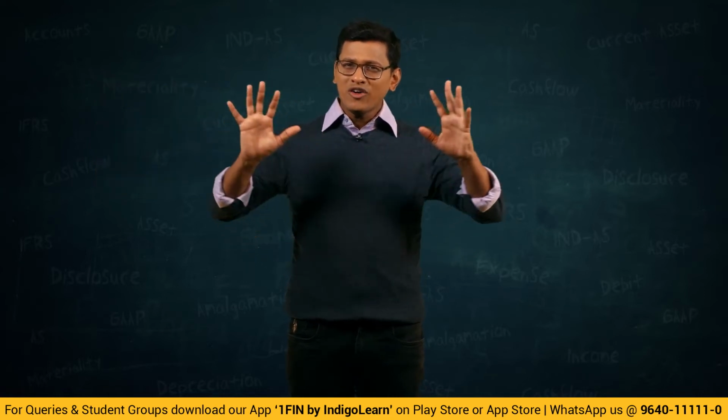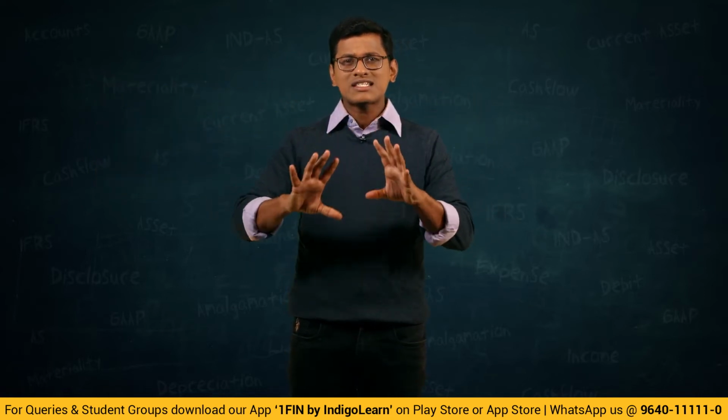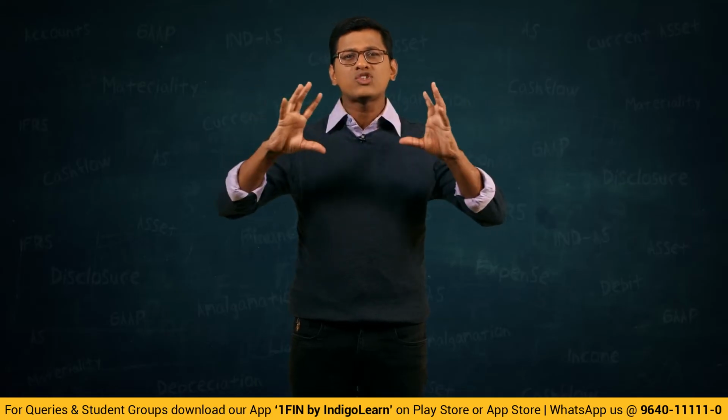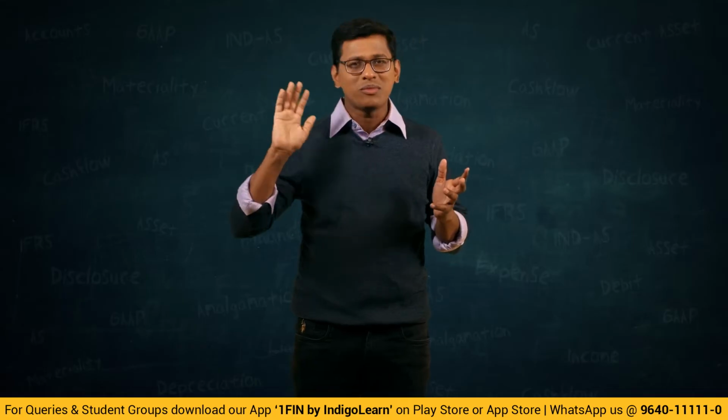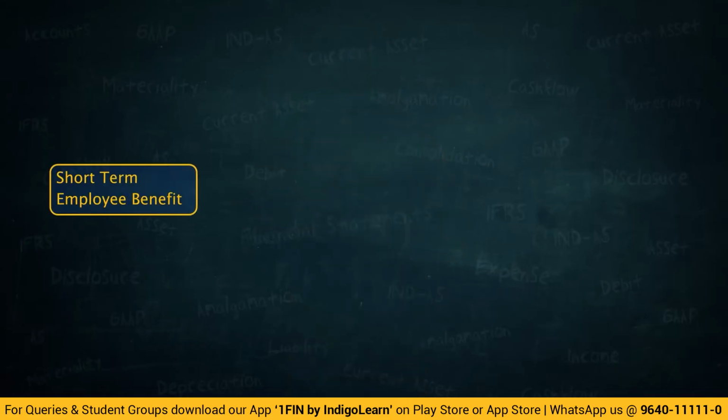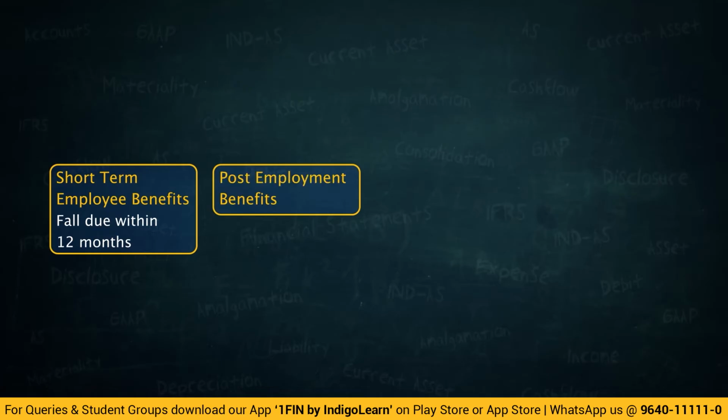Alright, so now what we are going to do is bucket all the points we discussed into 4 categories of employee benefits. The first category is short-term employee benefits. When will you call something short-term employee benefits? If it falls due for payment within 12 months from the period of rendering service. Then post-employment benefits. Post-employment benefits fall due for payment at or after retirement.